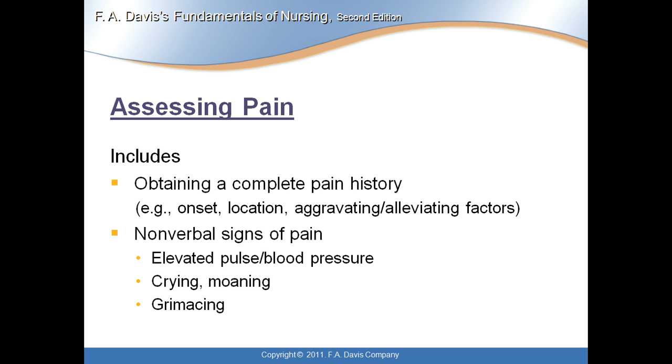So when you're assessing pain, you're going to obtain a complete pain history, which is going to be the onset, location, aggravating factors, and alleviating factors. You're going to look for nonverbal signs of pain, which again is the elevated pulse, elevated blood pressure, crying and moaning, and grimacing. I mean, you're really going to be able to tell whether or not your patient's in pain.